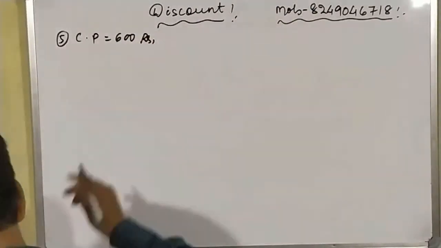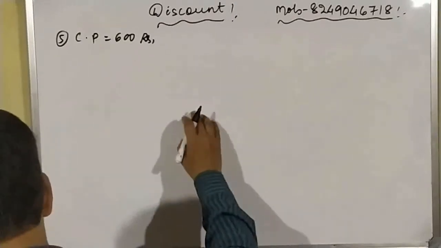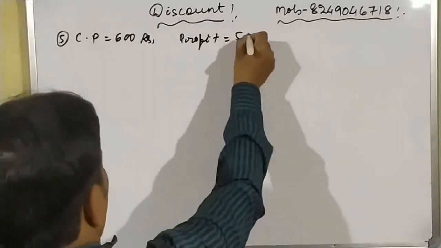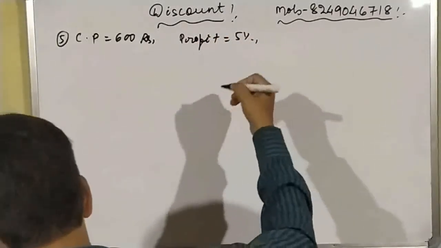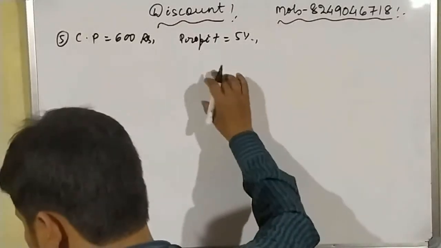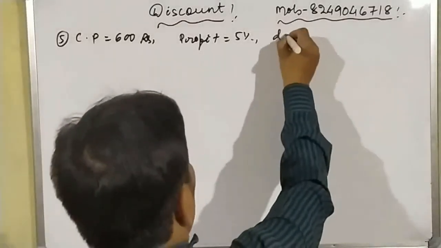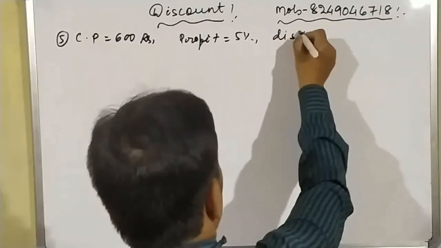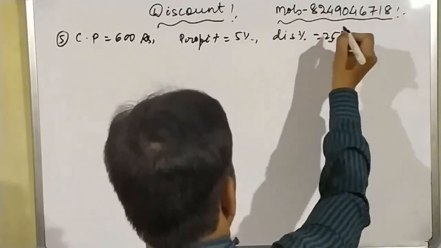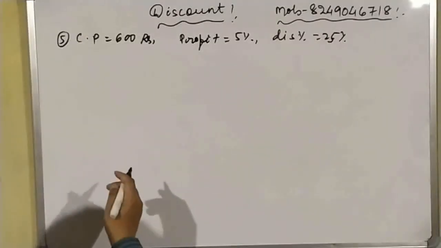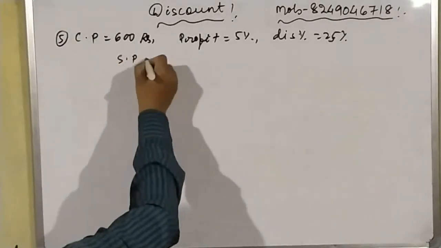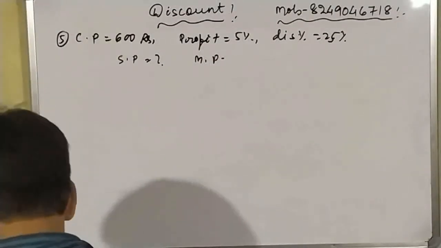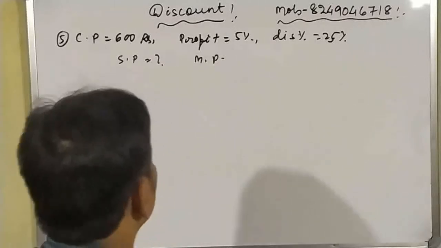Okay, student? And what is another thing given? He makes a profit of 5%. Profit equals 5%. Okay? And by selling at that profit of 5%, he allowed a discount of 25%. So another thing is given: discount percentage equals 25%. So what do you have to find out? First of all, you have to find out the selling price and then the mark price. So here we will calculate the selling price as well as the mark price. It is not so hard.